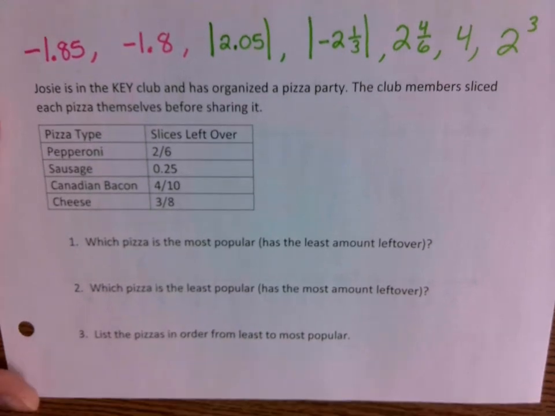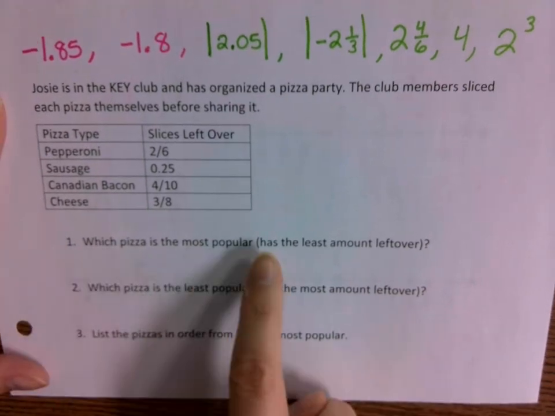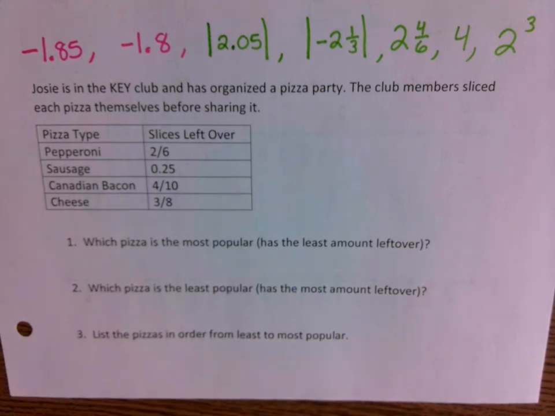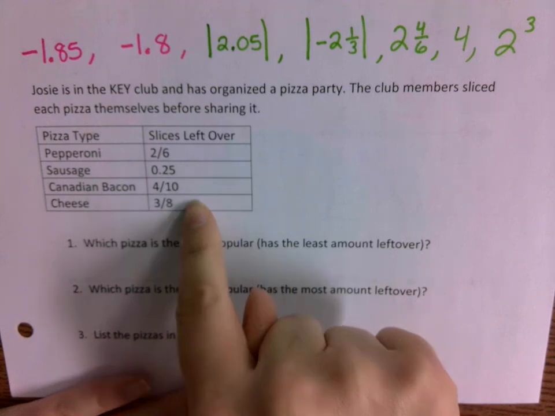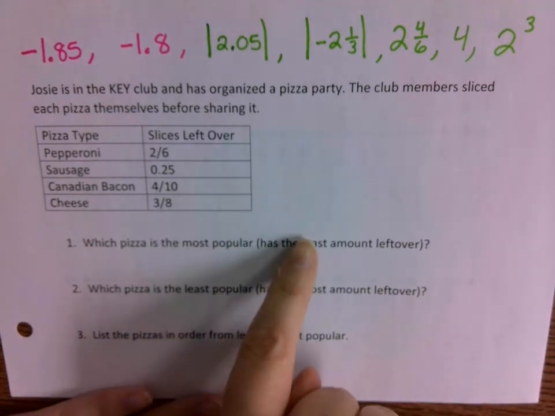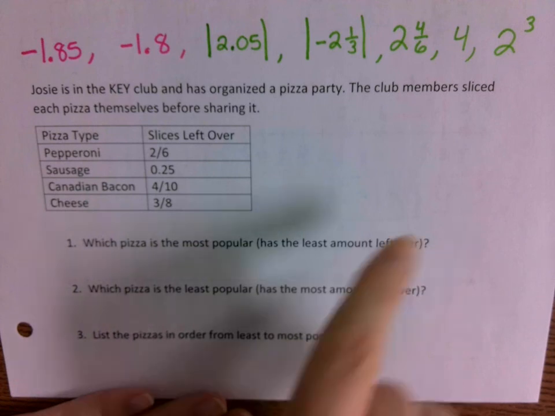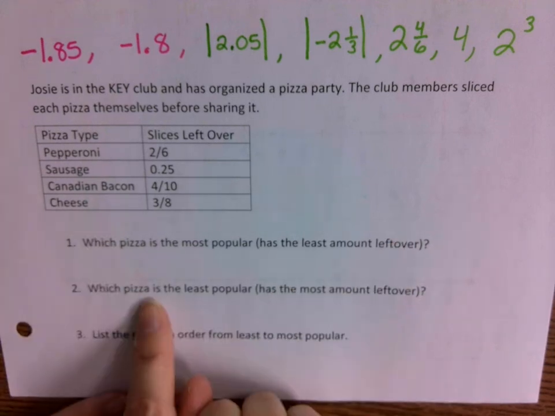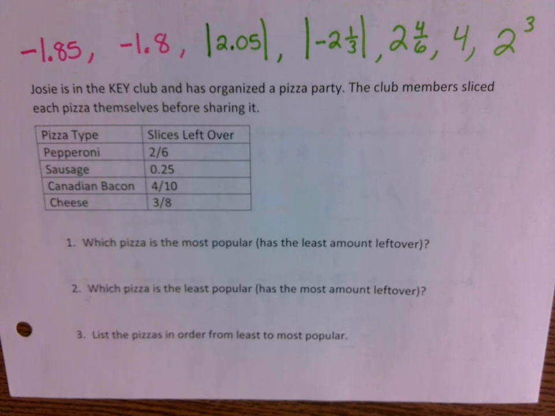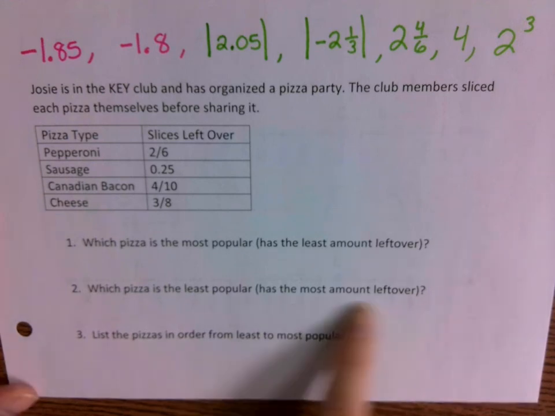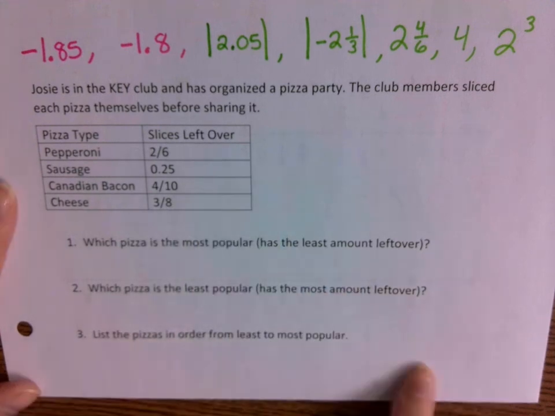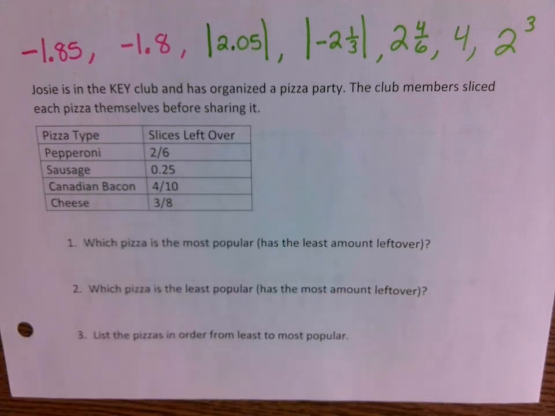Which pizza is the most popular? If it's the most popular, is there going to be a lot left over? No, if it's popular, people ate it, right? So that means there's not much left over. So convert each of these into decimals and figure out which one has the smallest amount left over. That's the most popular. Then for question 2, which one was the least popular? If people didn't like it, is there going to be a lot left over? Yes, right? If you didn't like it, you're probably not going to eat it. So it's going to be the one that has the largest amount of leftovers. And then you're going to put them in order by popularity. Which was the least popular to the most popular pizza? Go ahead and do that one on your own.